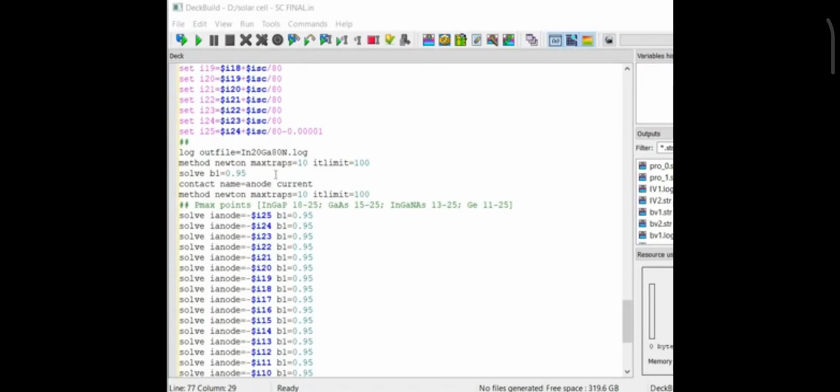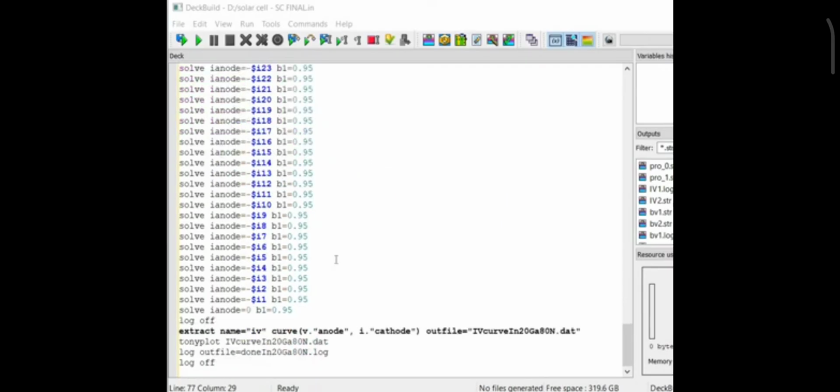Next, I have used again the method statement and solve beam 1 for 0.95, contact name anode, current. Simply, we have to find out the anode current at different points. I have taken 25 points to solve the anode current. You can use 20 or 10 also.